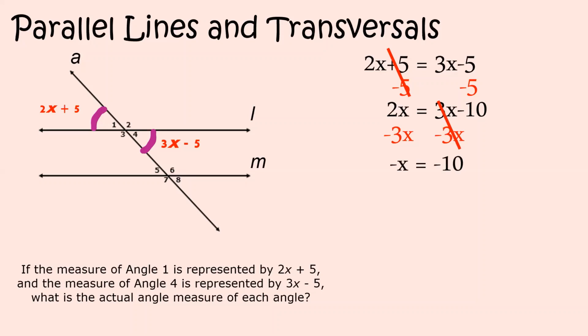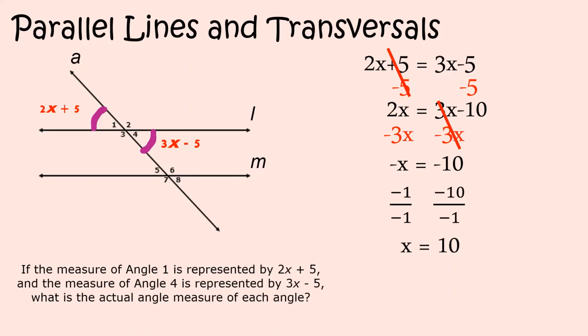At that point, to make the x positive, because you can't have negative variables, you are going to divide both sides by negative 1. Because remember that even though the x is by itself, the x still has a coefficient of 1. So you would say divide by negative 1 on both sides. That will make your x positive, well, your solution, which will be 10.